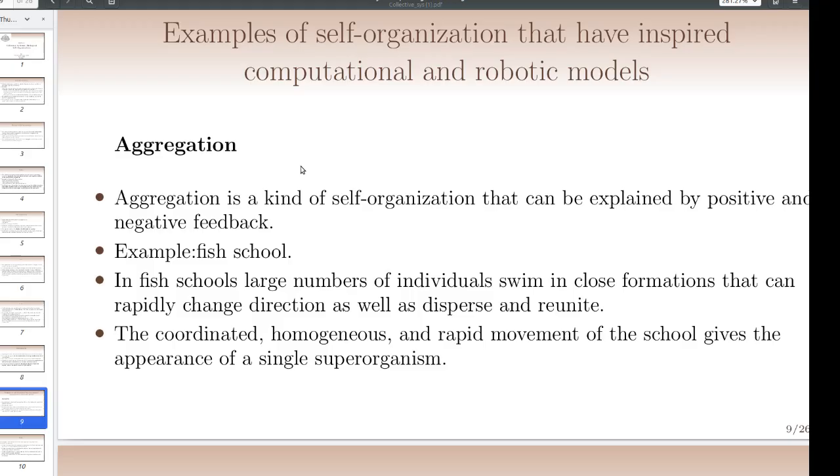Now let's see some examples of self-organization that inspired computational robotic models. The first one is aggregation. Aggregation is a self-organization technique.